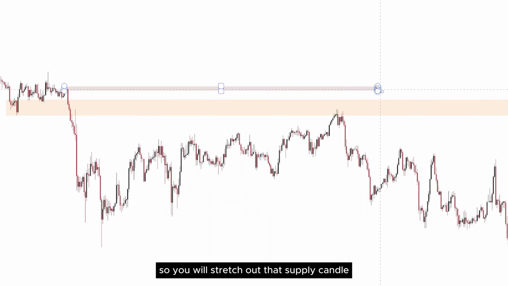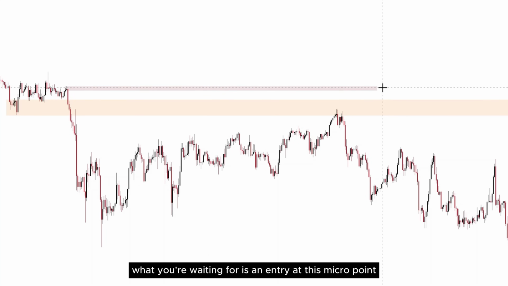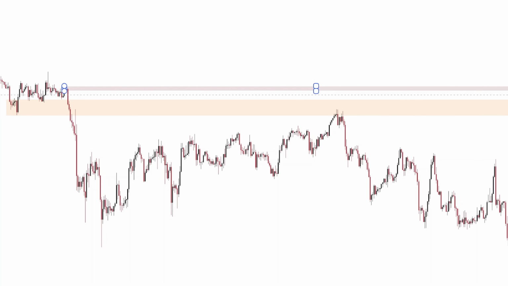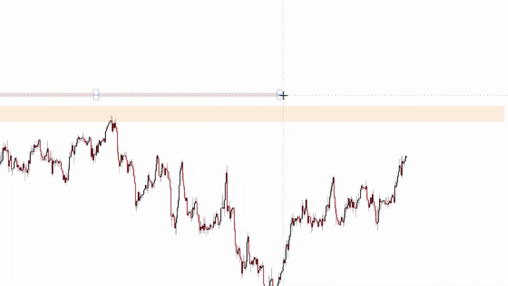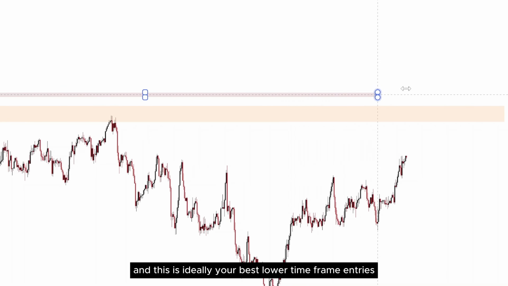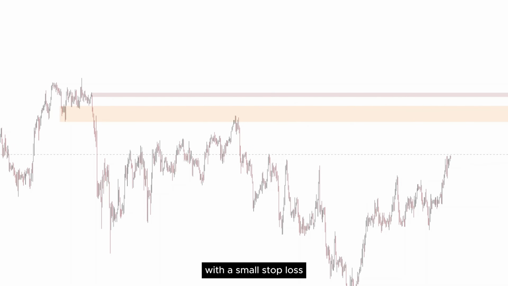So you would stretch out that supply candle, and since you already had the initial reaction, what you're waiting for is an entry at this micro point. And this is ideally your best lower time frame entries with a small stop loss.